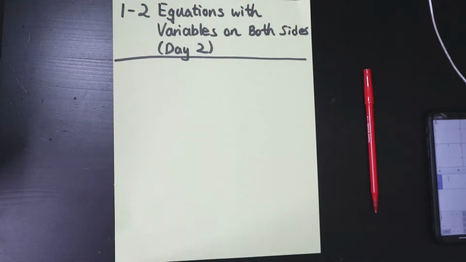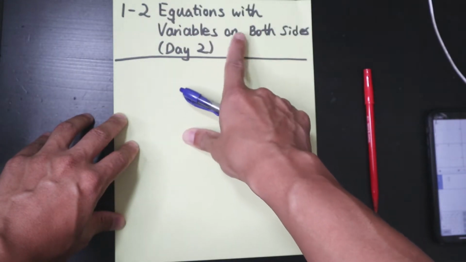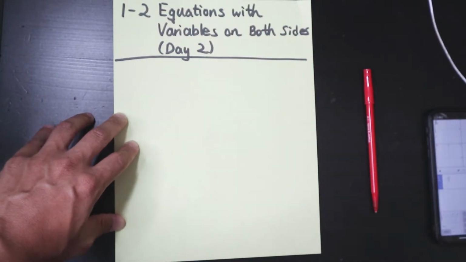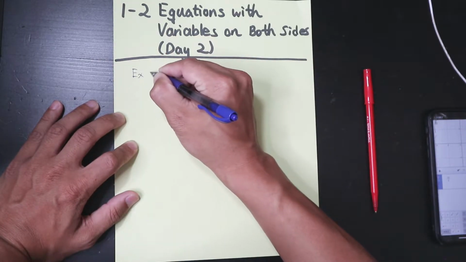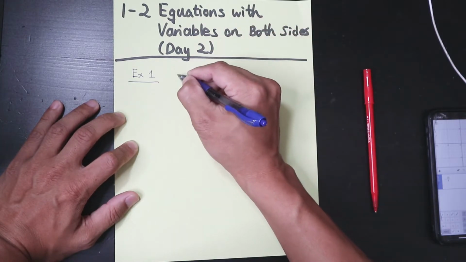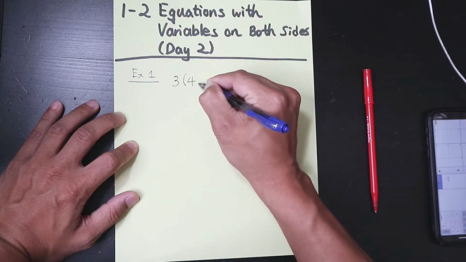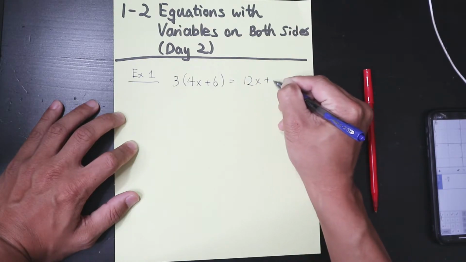Now we're on to the second day of 1-2 equations with variables on both sides, day 2. Okay, so we're going to just do 2 examples. It's very similar to the equations that we have done before. So let's have you take a look at this one. 3 multiplied by the quantity of 4x plus 6 is equal to 12x plus 18.